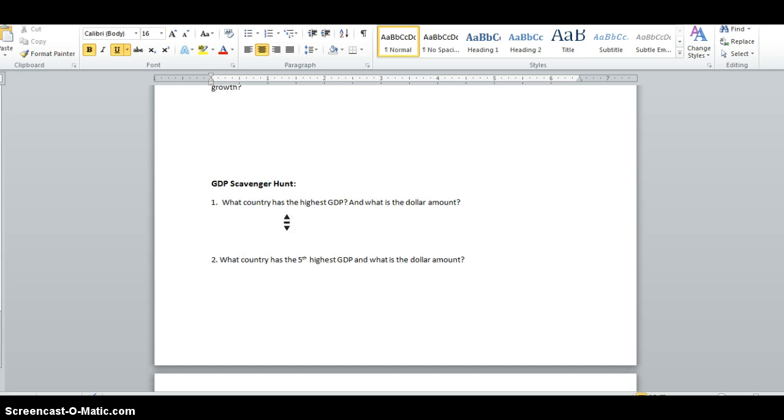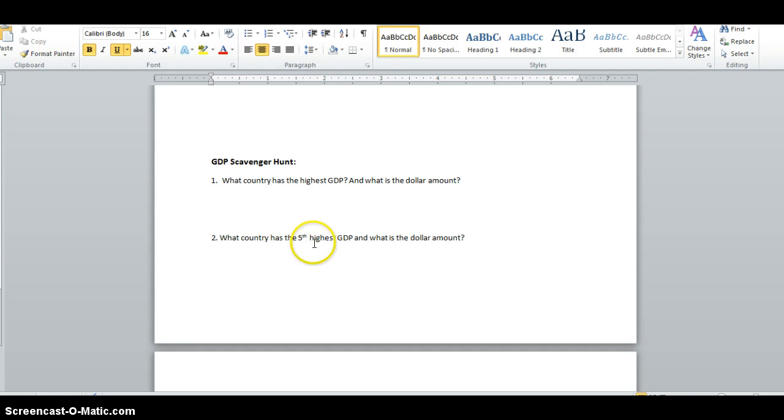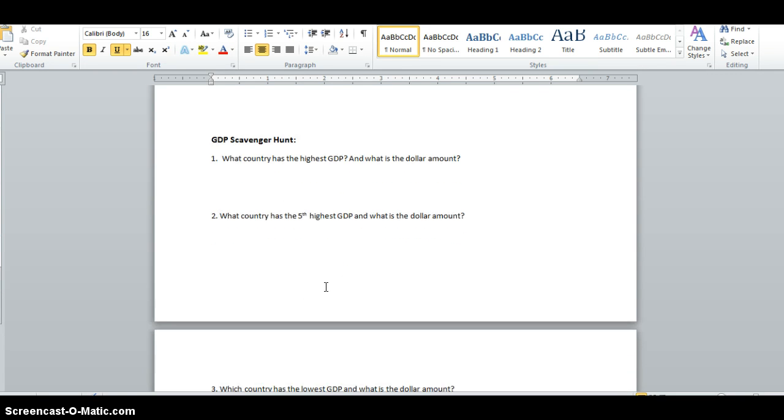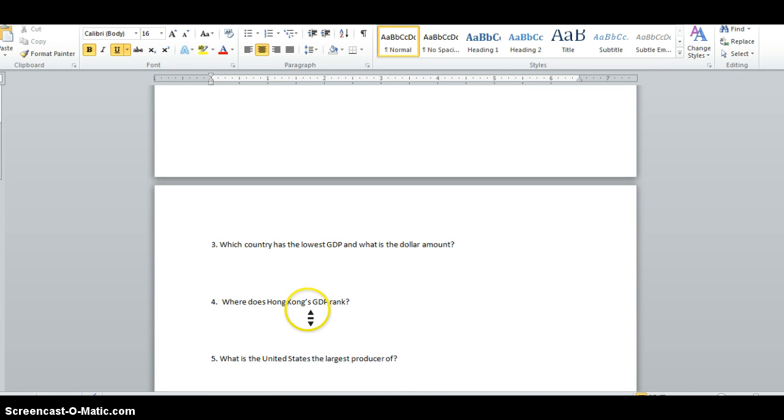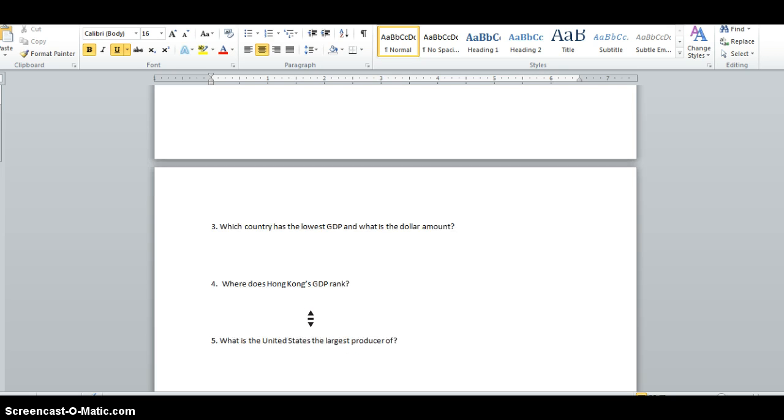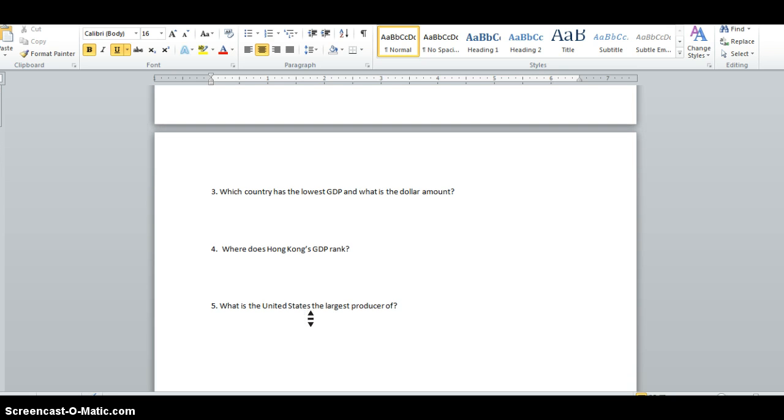Once you complete that, there's a little GDP scavenger hunt. I want you to tell me what country has the highest GDP and what's the dollar amount. Which country has the 5th highest GDP and what's their dollar amount? Which company has the lowest GDP and what is that dollar amount? Where does Hong Kong GDP rank compared to all these other countries? And what is the United States the largest producer of?